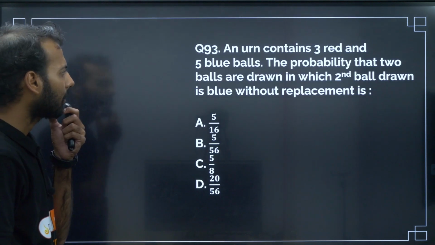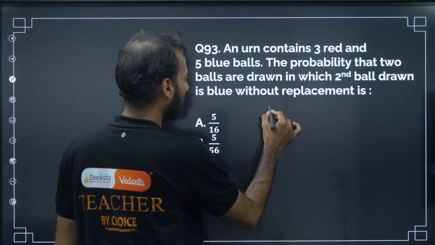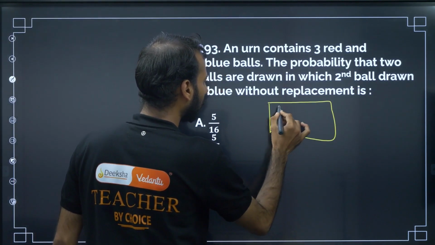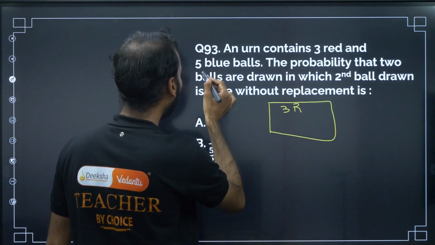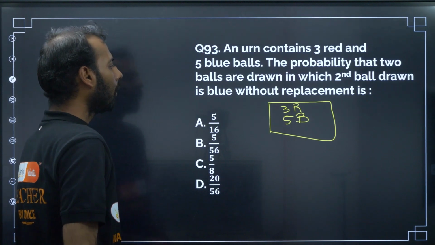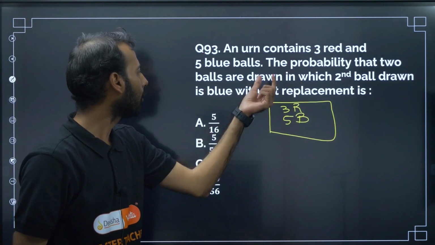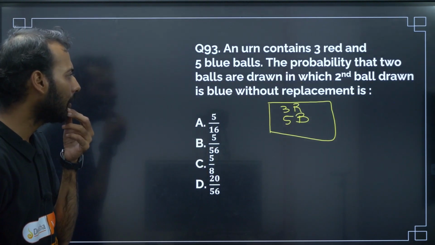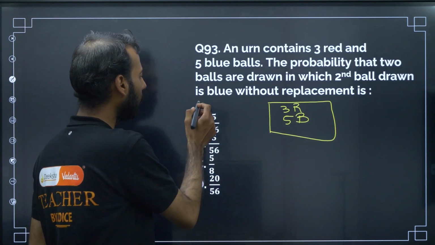An urn contains 3 red and 5 blue balls. An urn means one box contains 3 red and 5 blue balls. The probability that 2 balls are drawn in which the second ball is blue.